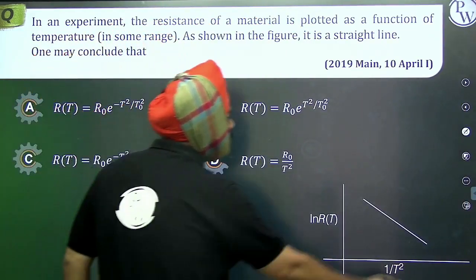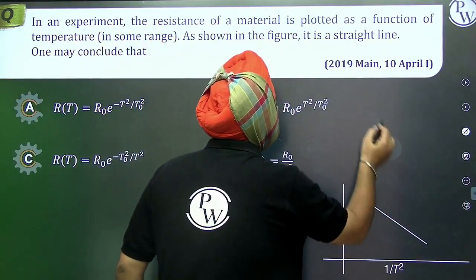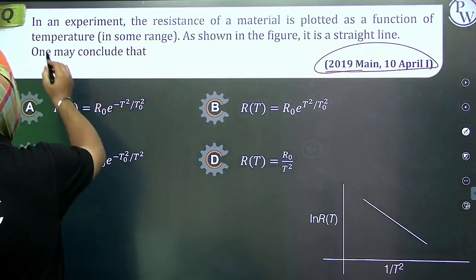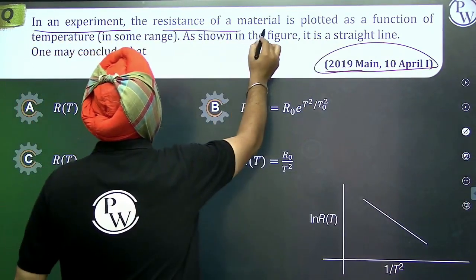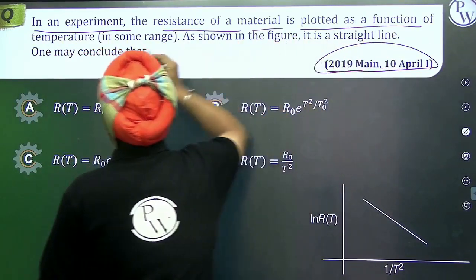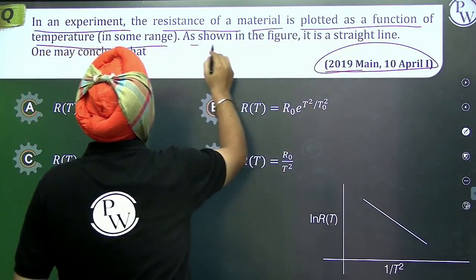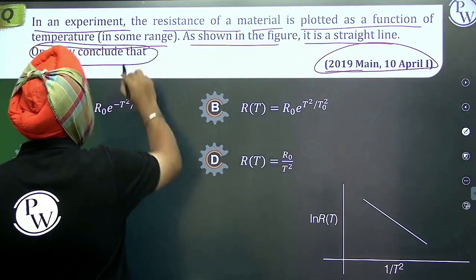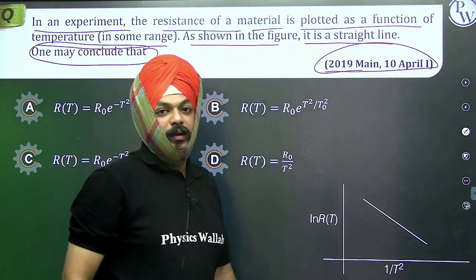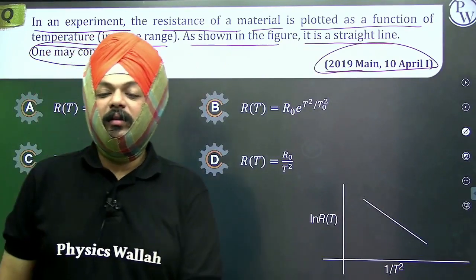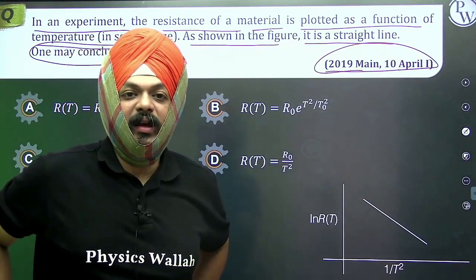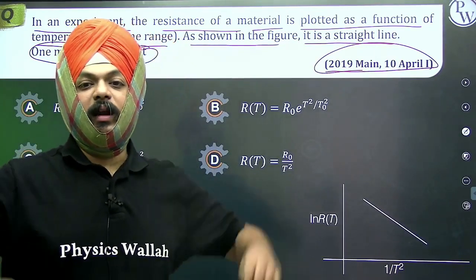This question was asked in 2019 JEE Mains April. In an experiment, the resistance of the material is plotted as a function of temperature. As shown in the figure, it is a straight line. One may conclude that... They conducted one experiment and this graph was plotted.